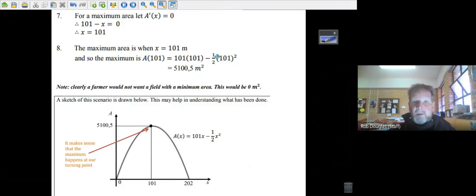And if we put it back into our equation for the area, we'll get what that maximum area would be. And in the notes here, they've made a nice parabola. I think they graphed this parabola, and you can see where the maximum would be when x is equal to 101. So it should be right at the top.